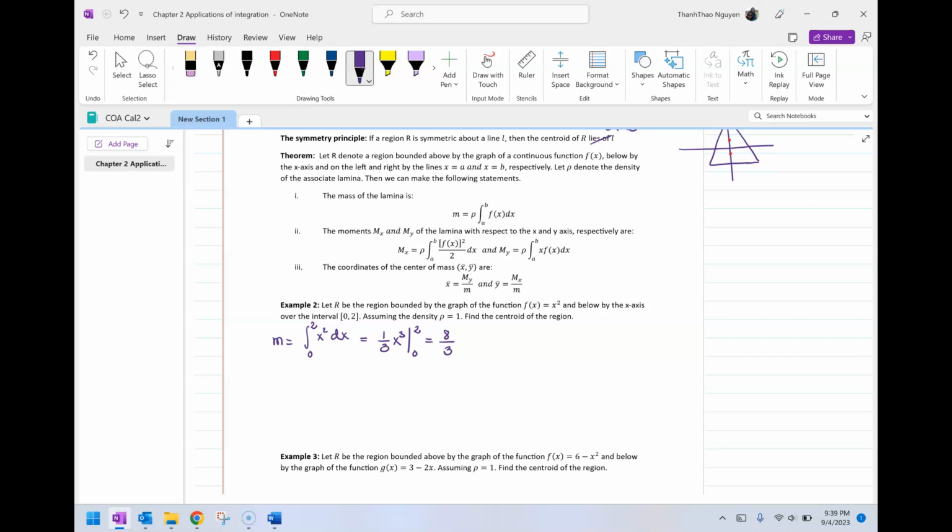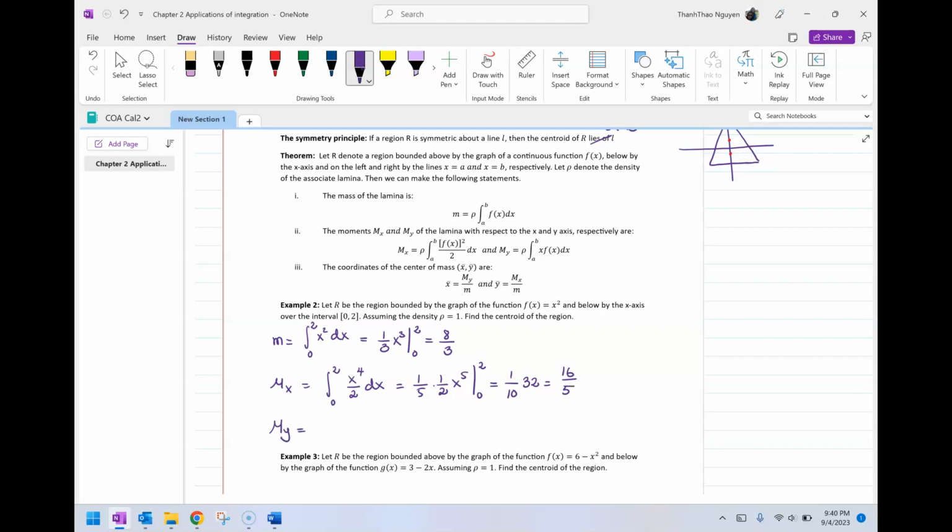The moments Mx and My of the lamina with respect to x and y. So the moment with respect to x, that is the integral from 0 to 2 of x squared, that makes x to the 4, divided by 2 dx. So this is 1/5 times 1/2 x to the 5th, evaluated from 0 to 2. So this is 1/10 times 32. 16 over 5.